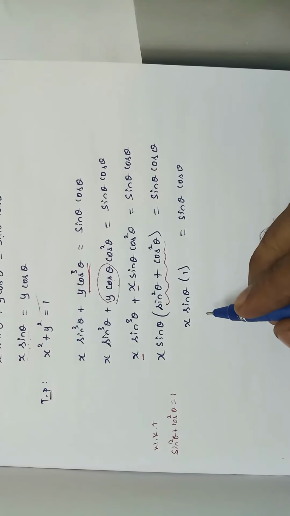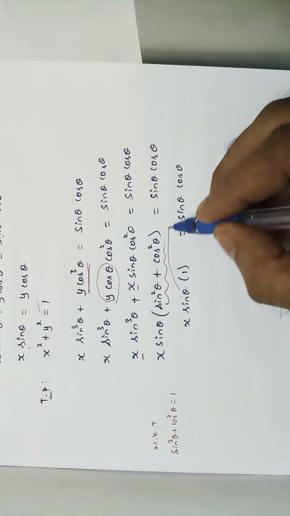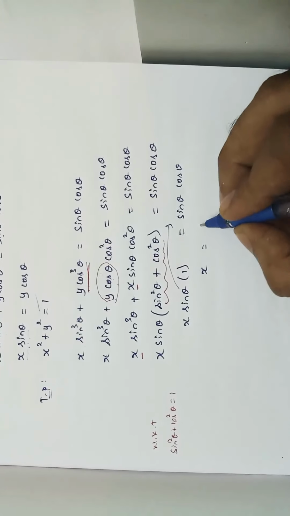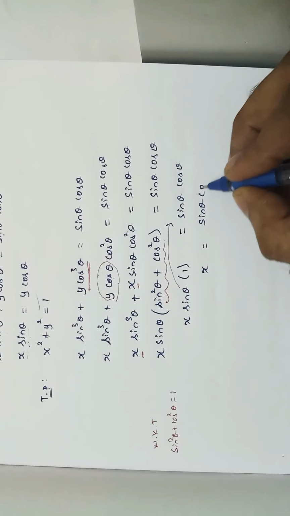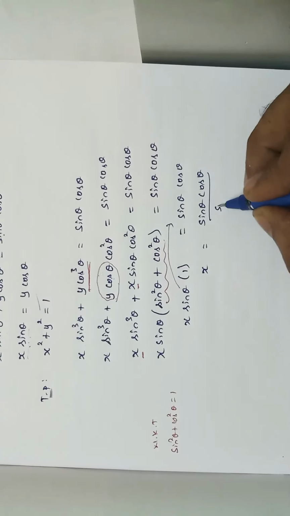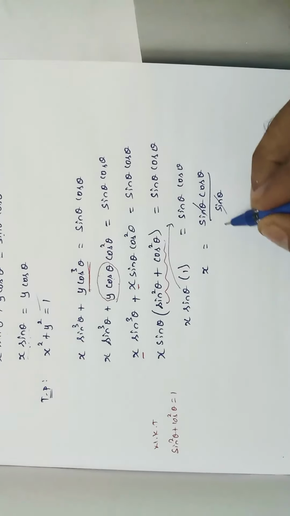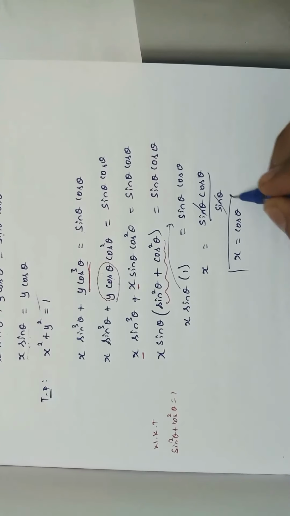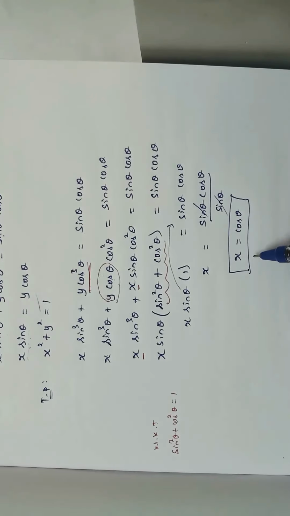So what do we need? X alone. Taking sin theta to the RHS, multiply will become divide. So x is equal to sin theta into cos theta divided by sin theta. Sin theta will get cancelled. Then x is equal to cos theta. Now we got the value of x. What is the value of x? X is equal to cos theta.